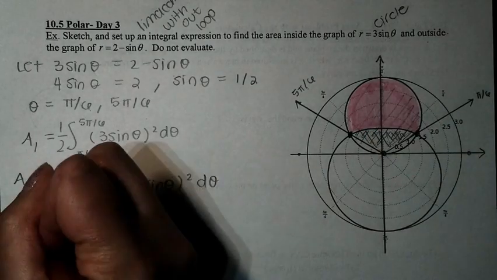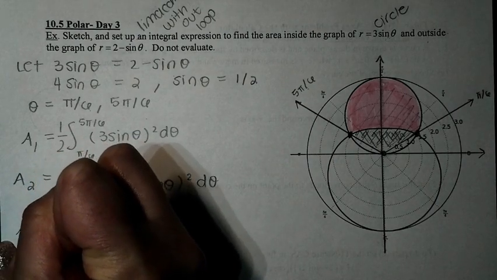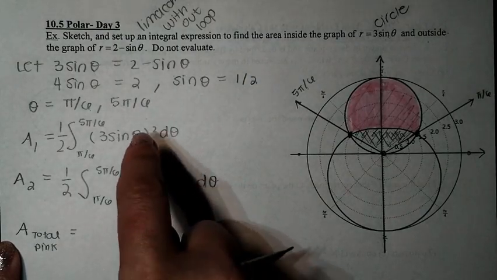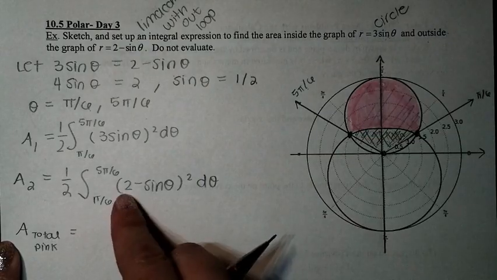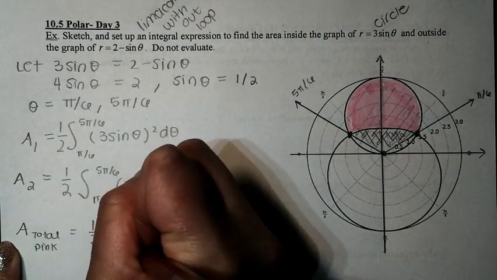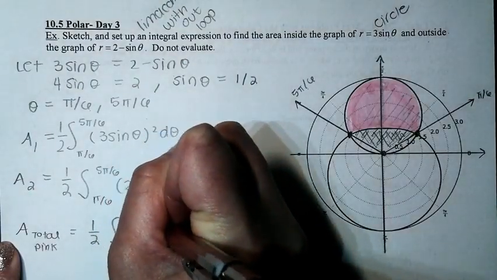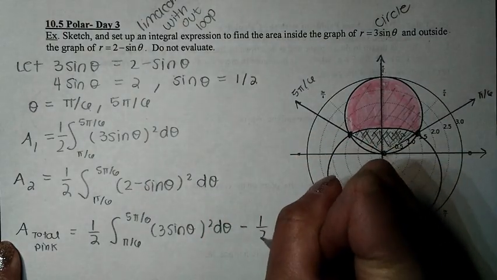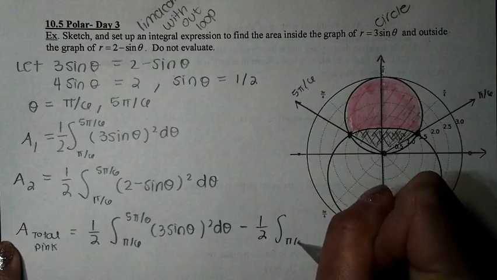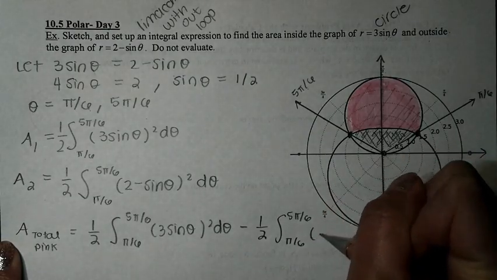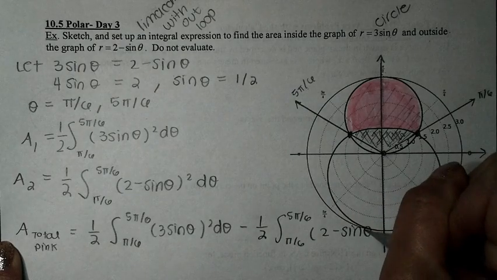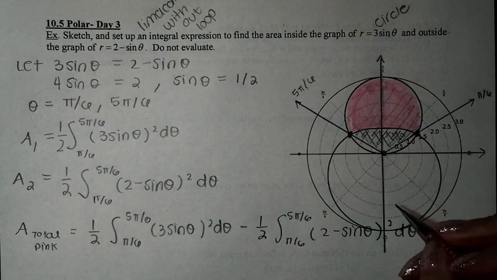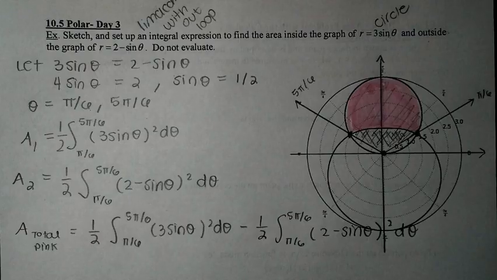So my total area, the pink one, I'm going to call it pink, is going to be equal to the whole thing minus this one. So you have 1/2 integral of 3 sine theta squared d theta, minus 1/2 integral from pi over 6 to 5 pi over 6 of 2 sine theta squared d theta. Then we have exactly the pink area that we have. So hopefully this makes sense for you.